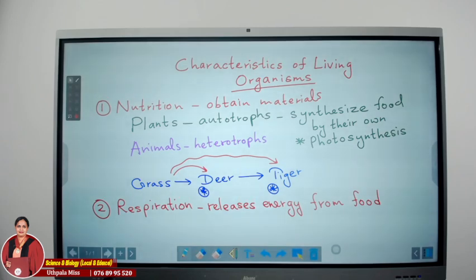Then the next living characteristic, we can mention about excretion. Now, the waste materials produced during the metabolic processes should be removed from the body. That is known as excretion, right? So, as the third one, we can mention about excretion. You can write the third one. Excretion.